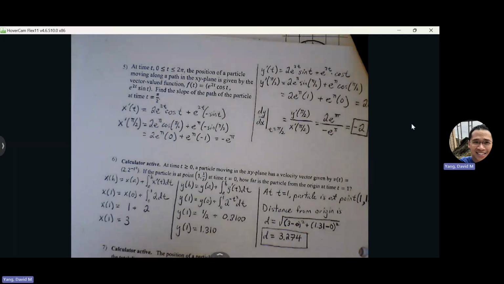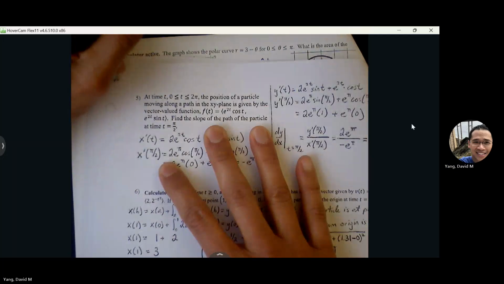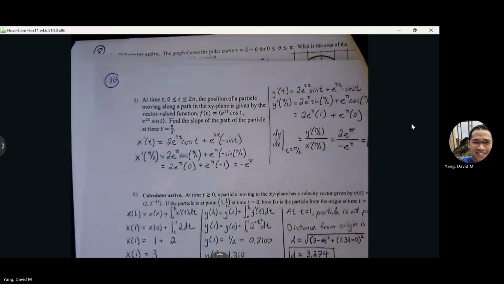All right, page 10. Find the slope of the path of the particle given your vector value function. So find x prime, find y prime. You're going to need product rule for both x and y prime. And then we just find dy over dx at the end, replacing all the t's with pi over 2.